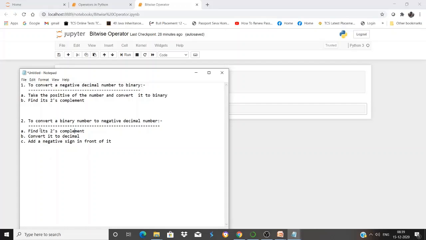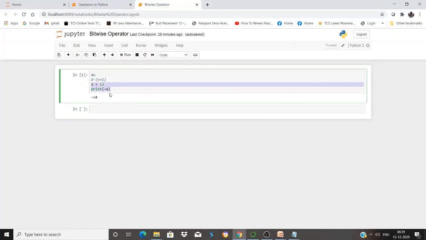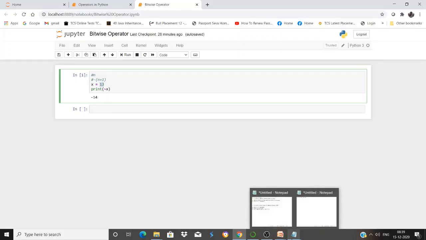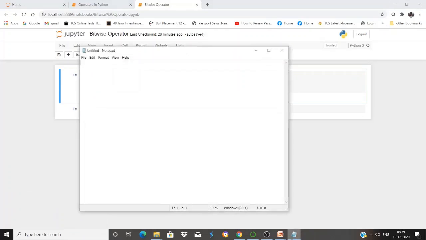So we will look at both of these concepts when we look at more examples of the bitwise complement operator. Here the number that is given as input is 13. What is the binary representation of 13? Let's open a new notepad and see that. The binary representation of 13 is 00001101.